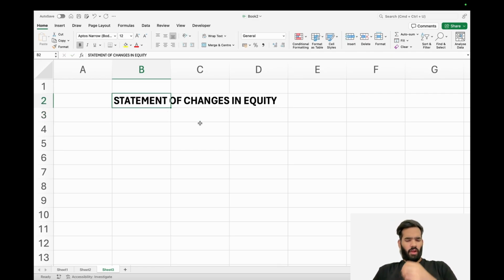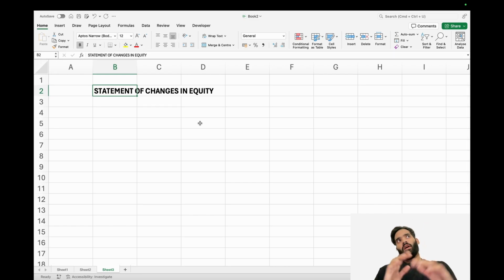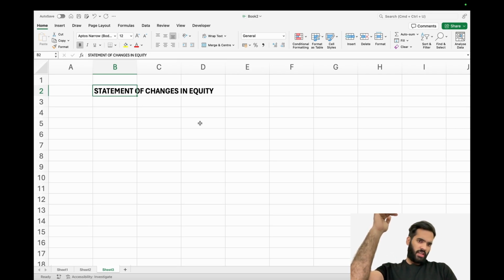Now we already had a brief discussion about what this financial statement shows us. So just to remind you, the statement of changes in equity just shows you how the equity changed from the start of the accounting period, which is usually a year, to the end of the accounting period.